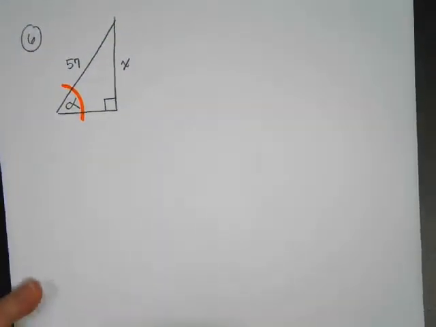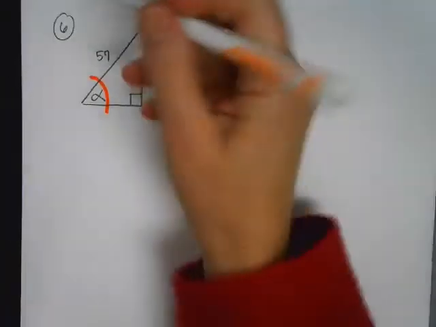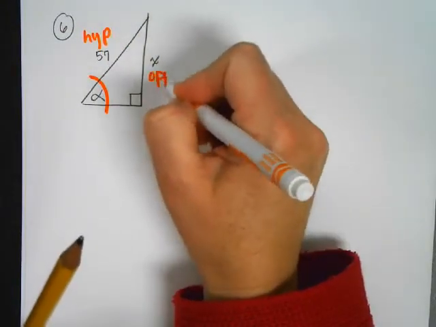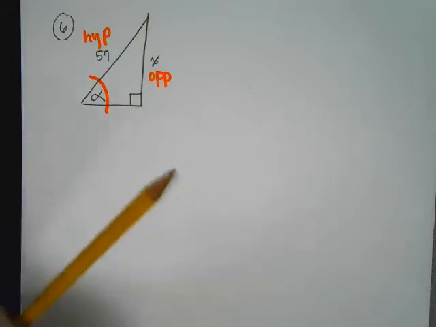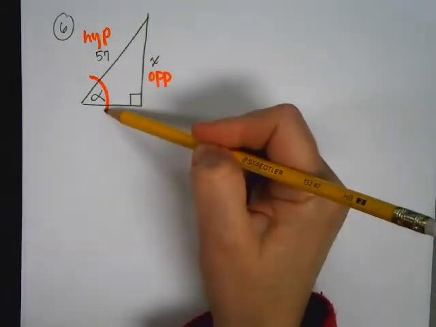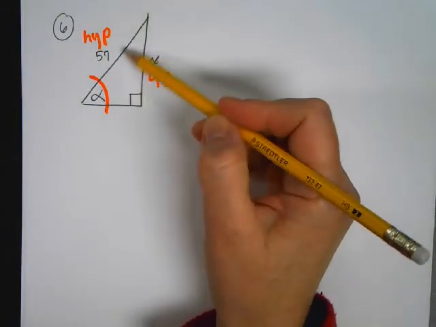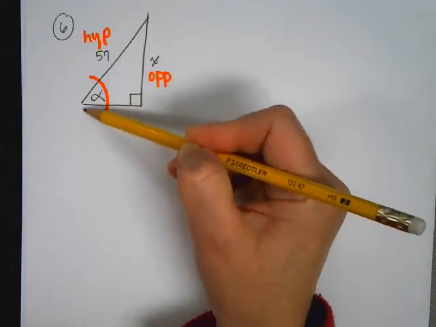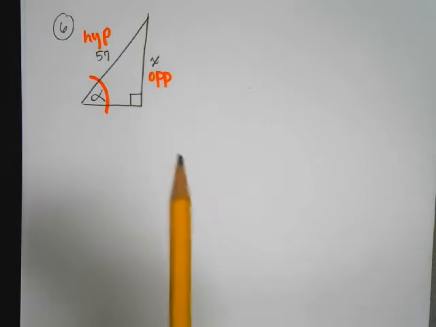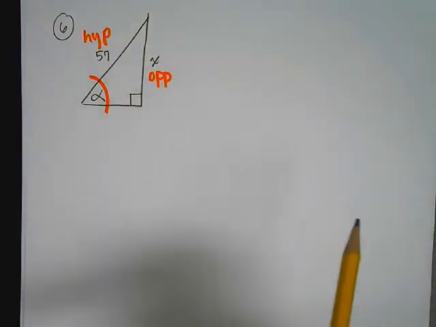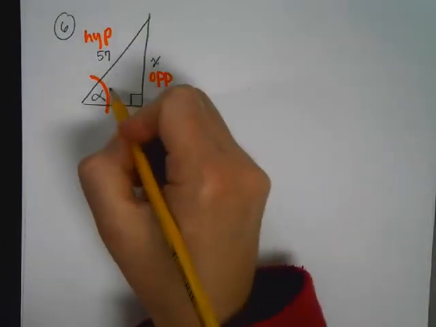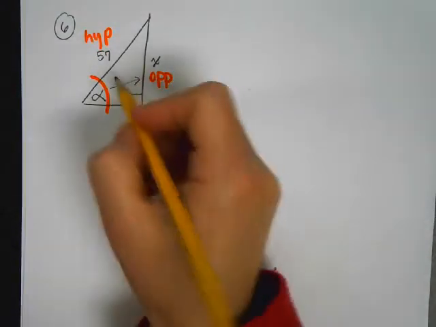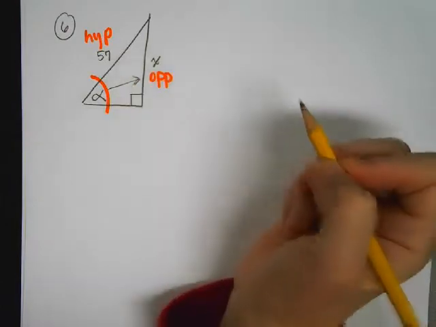So I'm going to label. This is my hypotenuse, and this is my opposite. Remember, the arc always crosses the hypotenuse and the adjacent. So usually you can pick out the hypotenuse pretty easily. It's the longest side, the one that's across from the right angle. And opposite is across from the arc. You can draw an arrow. Someone said like a bow and arrow, if that helps.